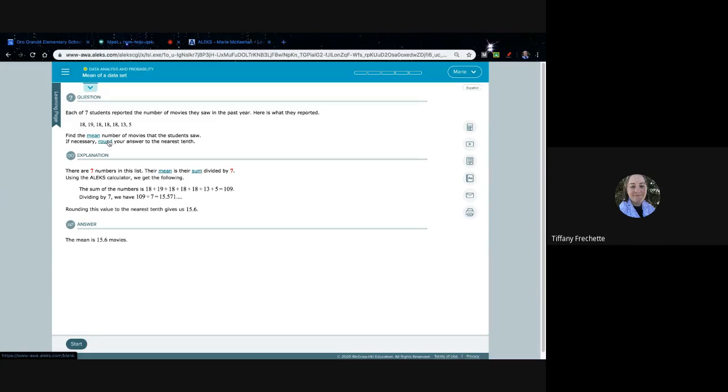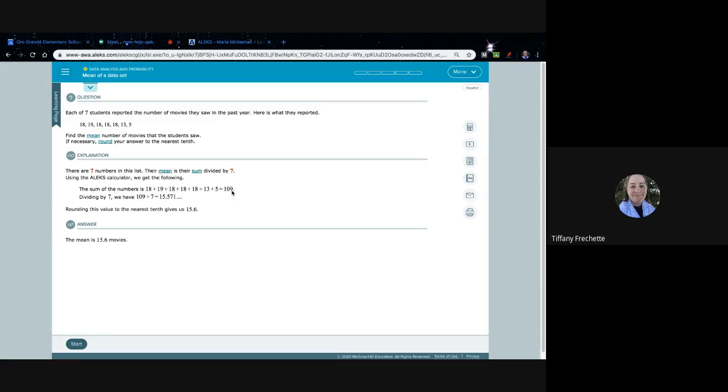So what does a mean mean? It says there are 7 numbers in this list. Their mean is their sum divided by 7. So sum means add them together. So it's showing you now the sum of the numbers. They're adding each one together, and they get 109.